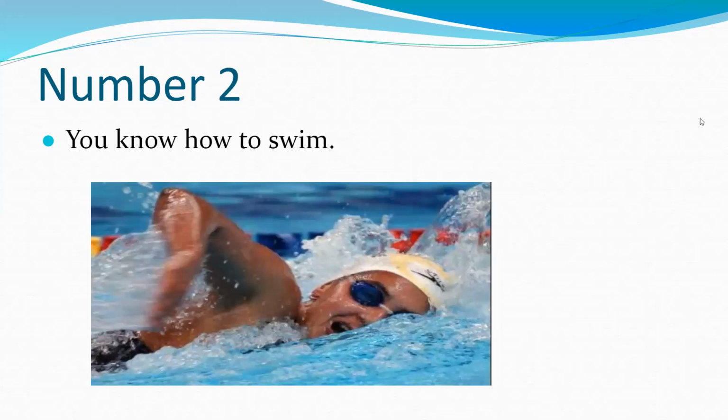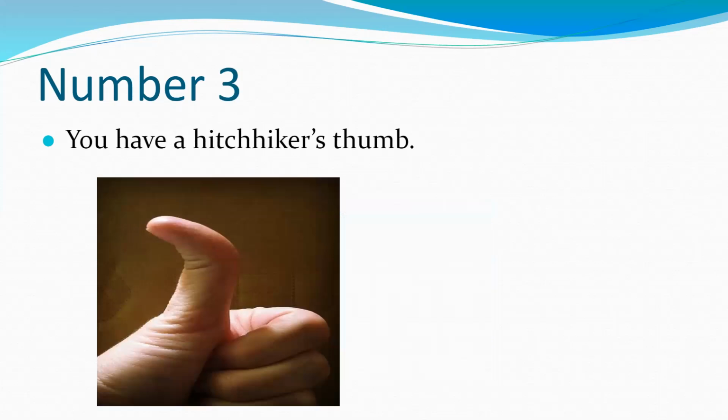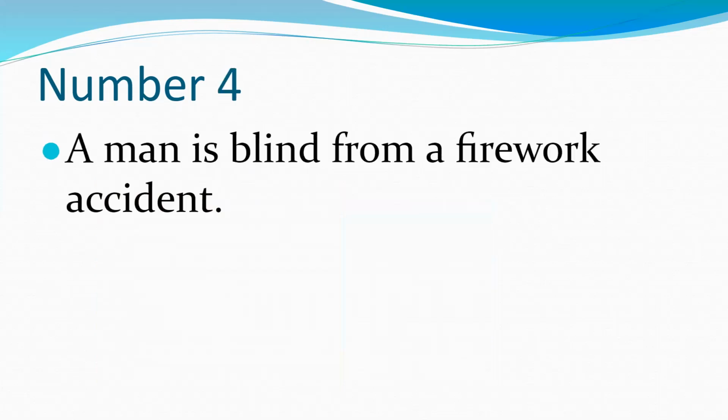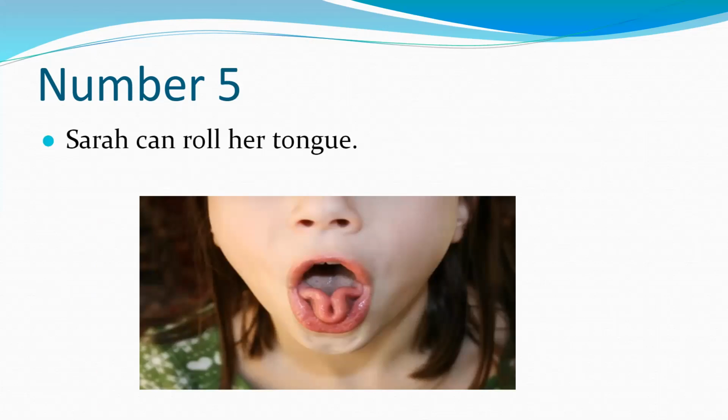What about knowing how to swim? Is that inherited or acquired? How about having a hitchhiker's thumb, just like the picture here? Is that inherited or acquired? What about a man being blind from a fireworks accident? Is that learned or is that inherited? How about Sarah, who can roll her tongue? Is that something she learned or something she inherited from her parents?